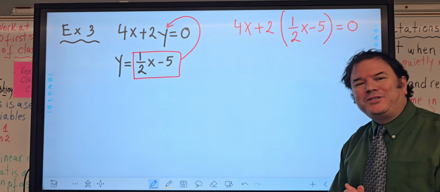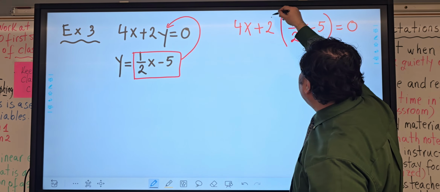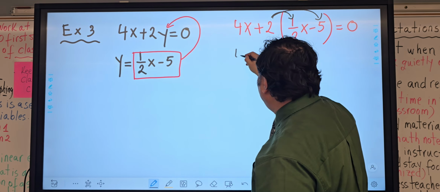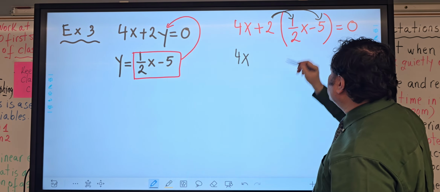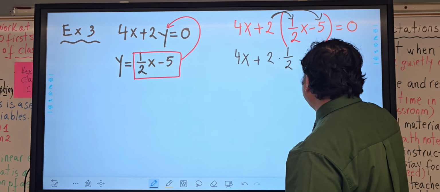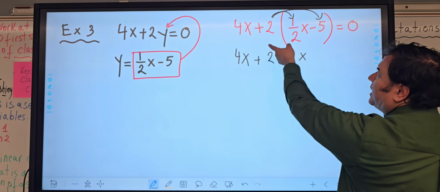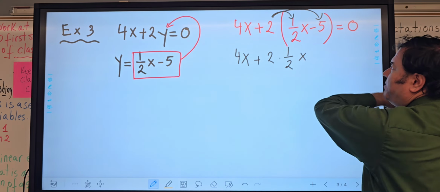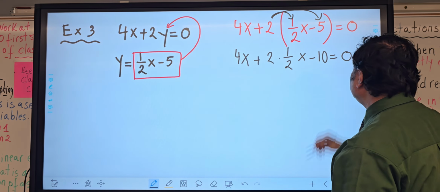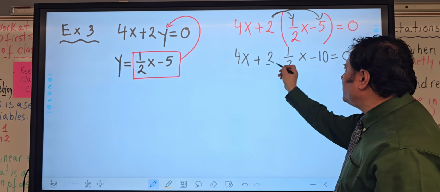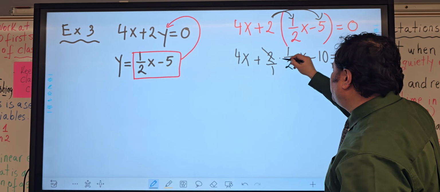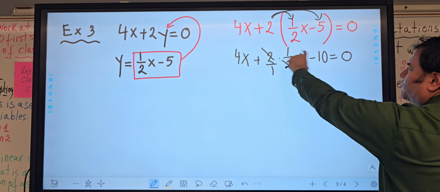In order for us to solve for x, we need to use the distributive property. So let's distribute 2 over 1 over 2x and 2 over negative 5. So we have 4x, positive times the positive, still positive, plus 2 times 1 over 2x. Now let's look at the second arrow. 2 times negative 5 becomes negative 10, right? Equals 0. And we can put a 1 under these 2. So now we see that 2 and 2 cross cancel, simplifies. And everything here becomes 1x.